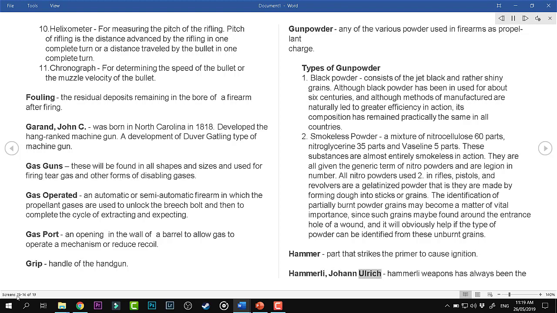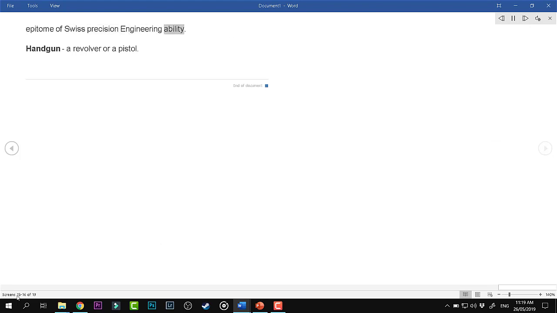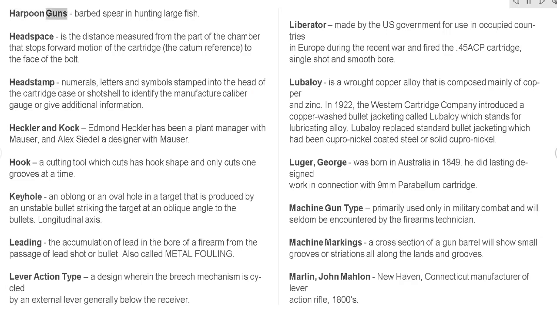Hammerli, Johann Ulrich. Hammerli weapons have always been the epitome of Swiss precision engineering ability. Handgun, a revolver or a pistol. Harpoon gun, fires a barbed spear used in hunting large fish. Head space is the distance measured from the part of the chamber that stops forward motion of the cartridge, the datum reference, to the face of the bolt. Head stamp, numerals, letters, and symbols stamped into the head of the cartridge case or shotshell to identify the manufacturer, caliber, gauge, or give additional information.